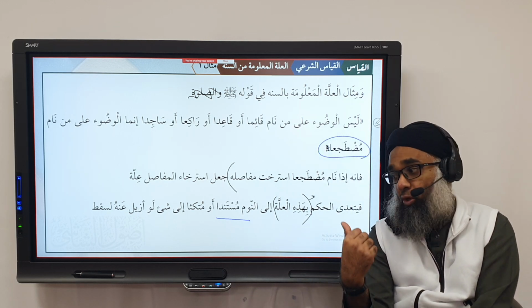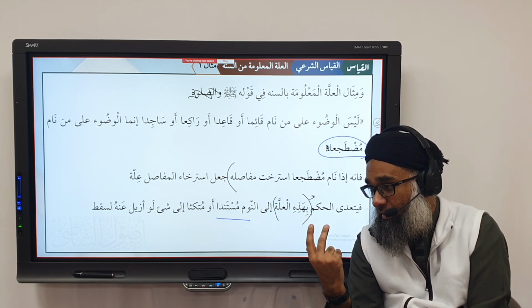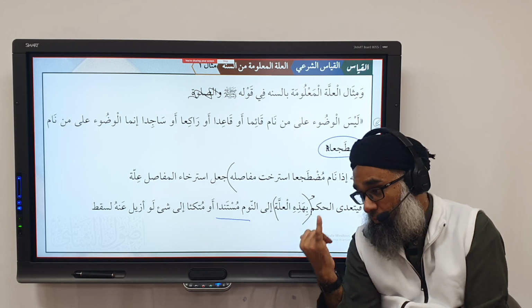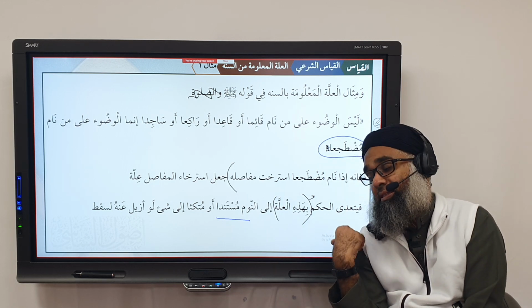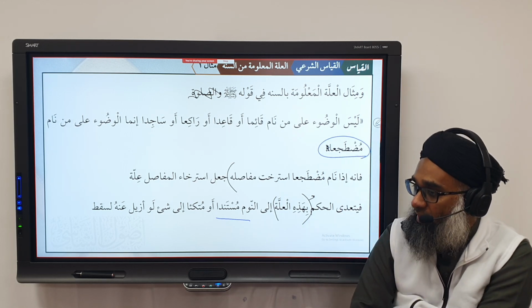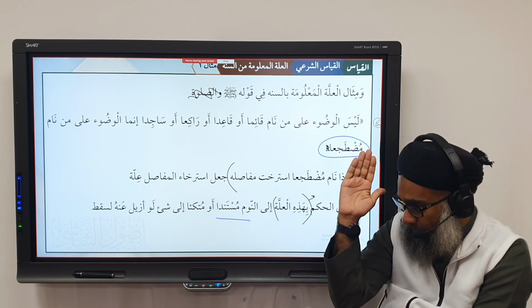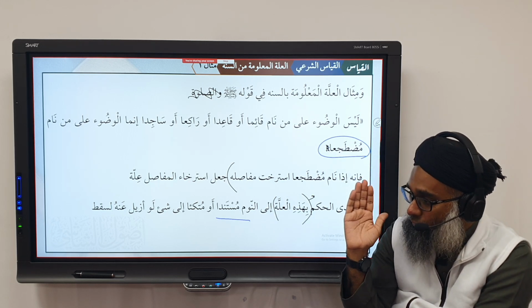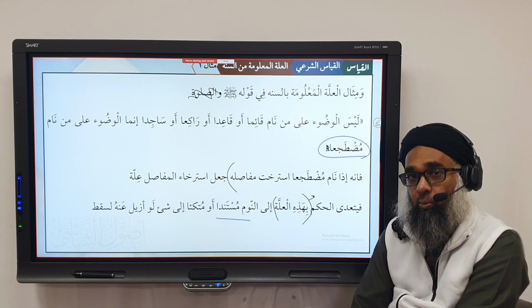Even though you're leaning against something, you're not qa'iman, you're not raki'an, you're not sajidan, and you're not mustaji'an as well. You lean against something, but your sleep is so deep, this is istirkhal al-mafasil, because what's propping you up? That support, that partition, that wall. So we say even here, what will happen now? The wudu will break.